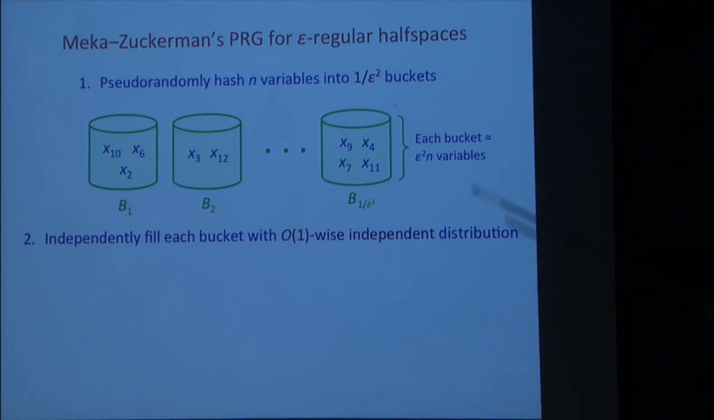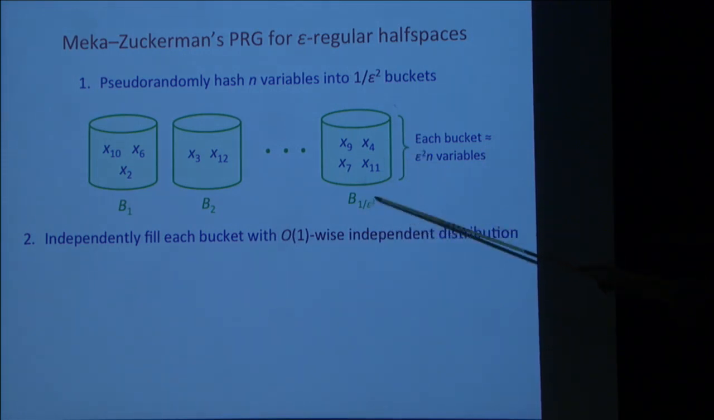So the first thing they do is they pseudo-randomly hash all n variables, x1 through xn, into a fairly small number of buckets, like 1 over epsilon squared many buckets. In a randomness efficient way, this stage actually uses only log n random bits. They're able to throw the variables into 1 over epsilon squared many different buckets. So each bucket contains quite a few variables.